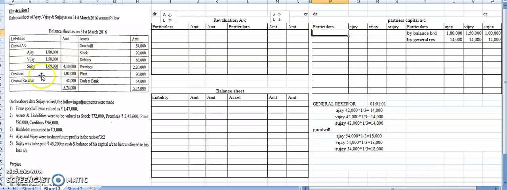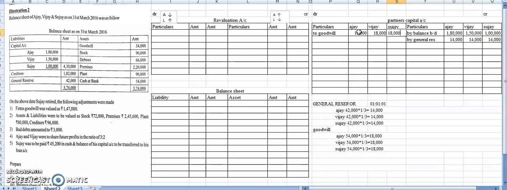The general reserve was on the liability side, so because of the cross effect, the entry goes on the credit side. Now goodwill is on the asset side, so the answer comes to the debit side of partners' capital account. So, to goodwill, and I'll write the answer in all three columns, that is 18,000, then 18,000 and 18,000.